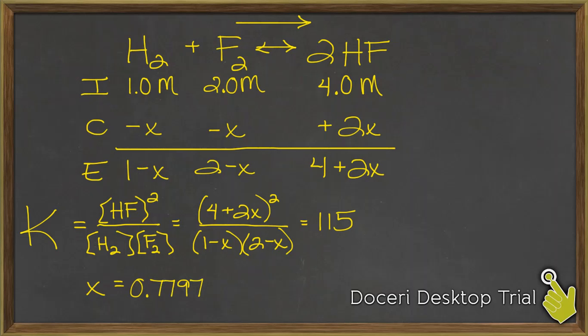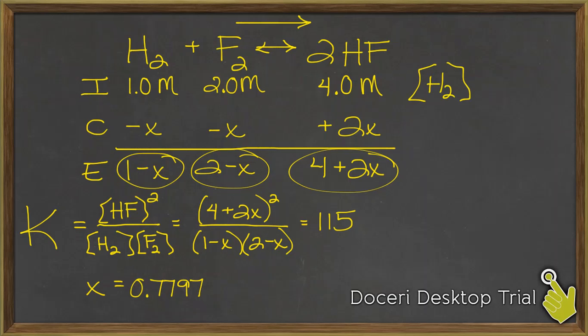Let's come back to the ultimate thing. What were we supposed to solve for? The equilibrium molarities. All I have to do is take this value for x and plug it back in one at a time. So here's my final molarity of hydrogen. Let's do this: 1 minus 0.7797. I'll round to 2 sig figs. 0.22 molar.